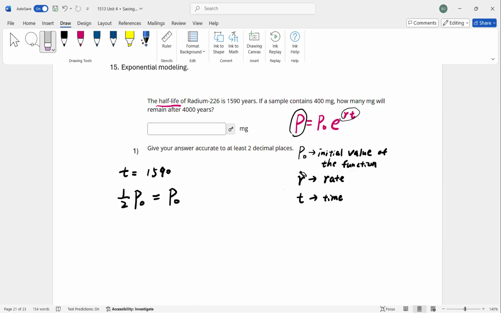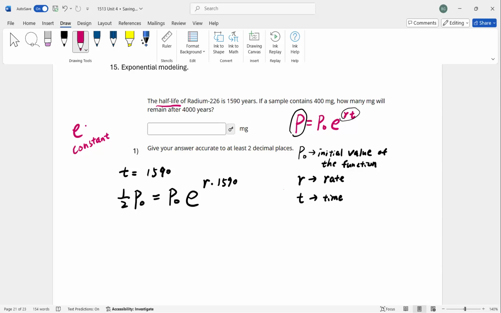So in 1,590 years, that's the half-life of the substance, right? And the weight would become half of the initial weight. So half P sub 0, okay? And then times e to the power of rt. t is 1590. As you can see, by the way, e is a constant, okay? It's not a variable. The value is known.